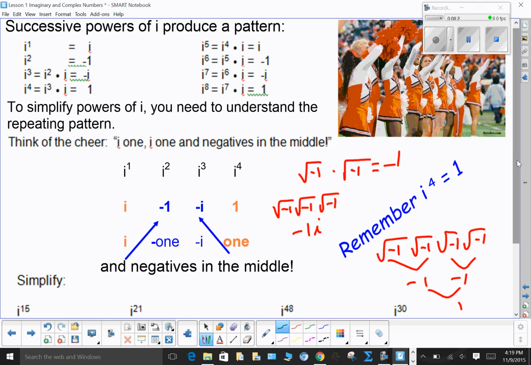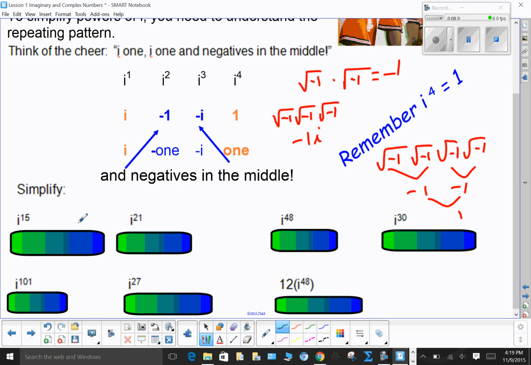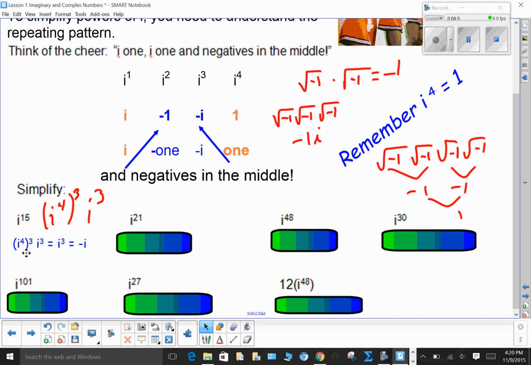So let's take a look at simplifying some of these. If I have i to the 15th, I can think about that as i to the 4th. How many i to the 4ths? Well, that's 3. i to the 4th cubed is i to the 12th. How many are left over? i cubed. What is i cubed? -i. So here I have i to the 4th cubed times i cubed.